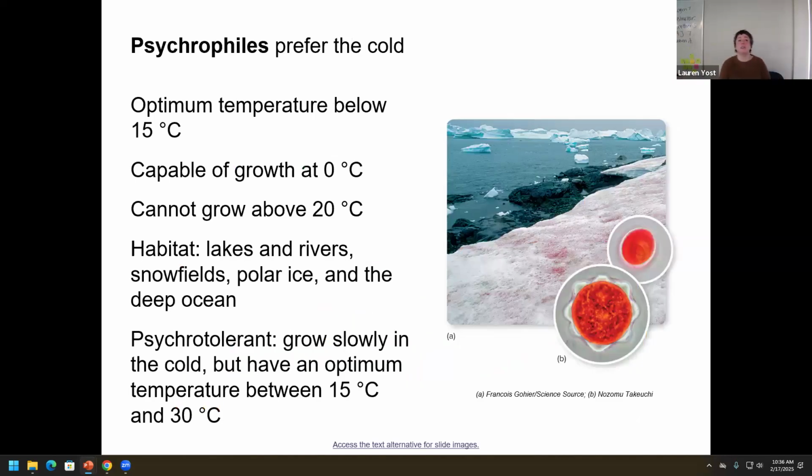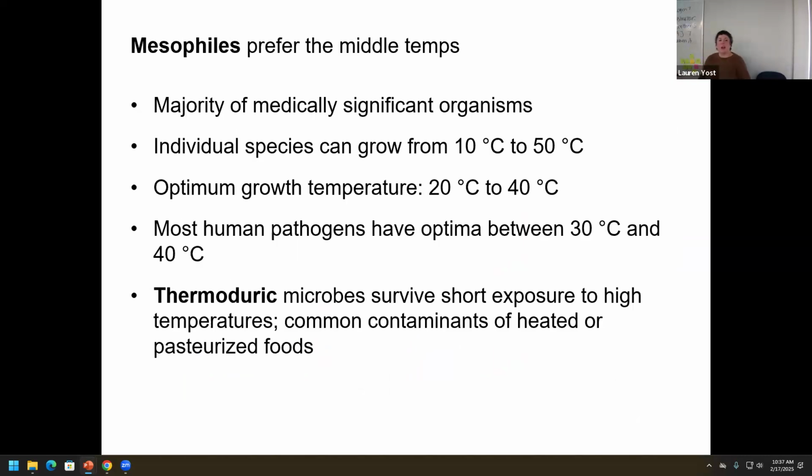So again, psychrophiles, these guys will grow below 15 degrees Celsius and often can even grow at freezing temperatures. We also have psychrotolerant microbes. These guys will tolerate cold, but they don't prefer it. Okay. Mesophiles, these are the middle temperature guys. So this could be anywhere from 10 to 50 degrees Celsius, but most of them prefer the range of 20 to 40, just like we do.